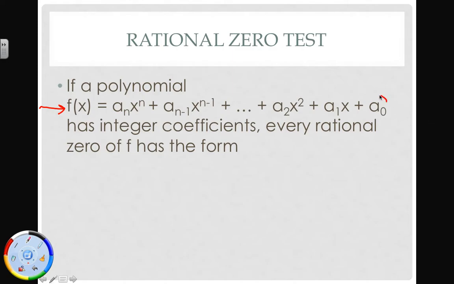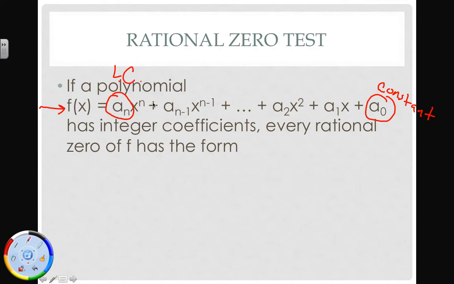So this right here is our constant term. It's just a number, like 3 or 7 or 12. And I hope all of you know exactly what this thing is. That's our leading coefficient.